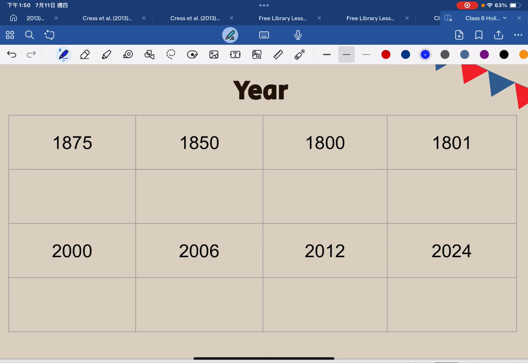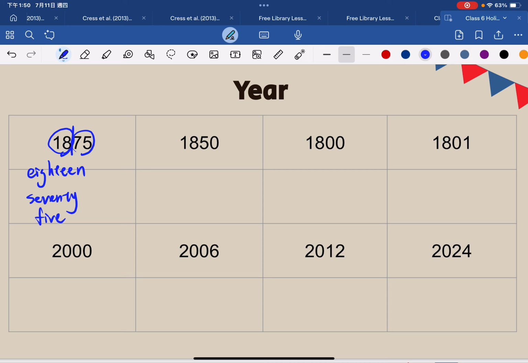For years, the first one, 1875. How will we say this year? We put it into half, right? And we say 18 75. We put it into half and we say it in different sections. So what about the next one?